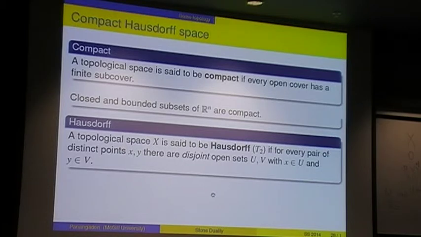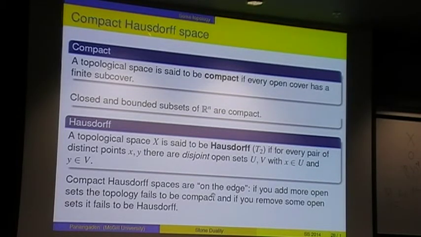This T2 is because there's a full hierarchy of these separation properties indexed by numbers. It's T0, T1, T2, T3, T3 and a half, T4. I think it goes up to T7. But anyway, we often will just say Hausdorff. And this combination, where we have not too many and a lot combined, gives you compact Hausdorff spaces. So these are spaces that live on the edge. If you add more and more open sets, the topology will fail to be compact. And as soon as you remove some open sets, it fails to be Hausdorff. So it's really finely balanced. Okay, and it turns out these ones are closely connected to Boolean algebras.